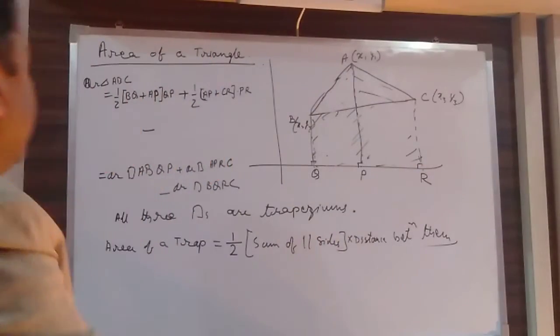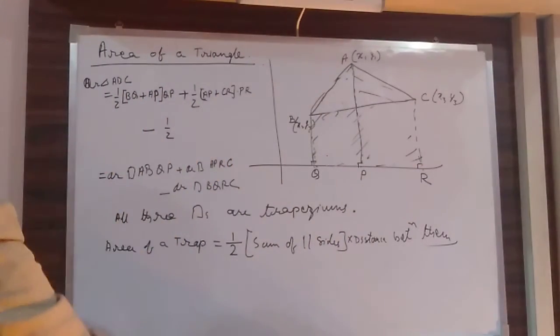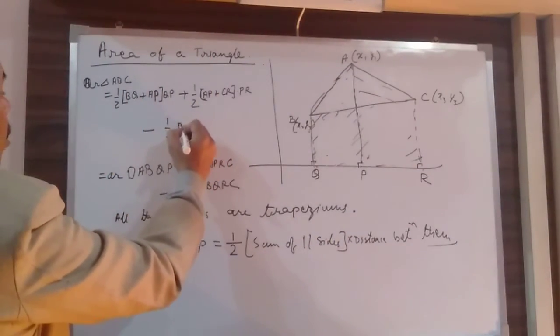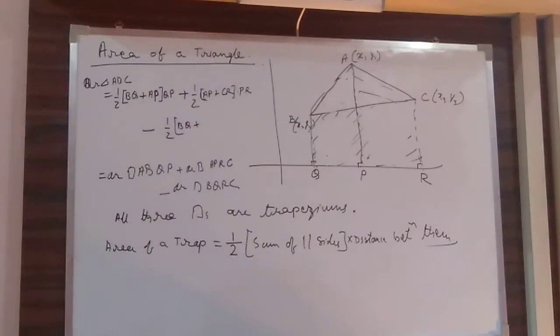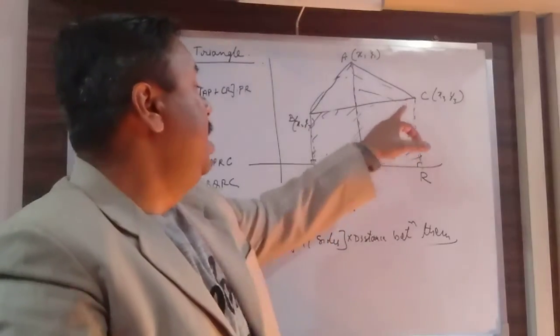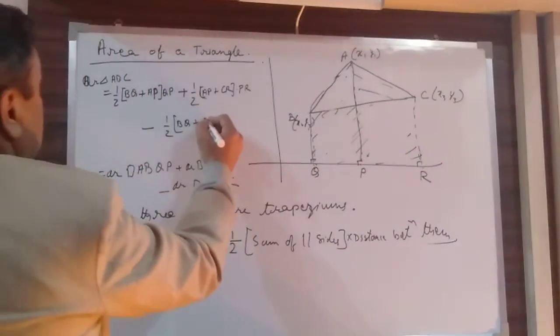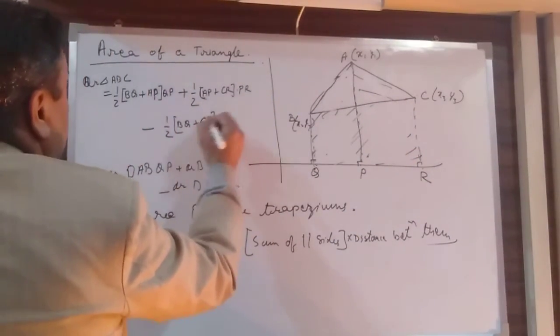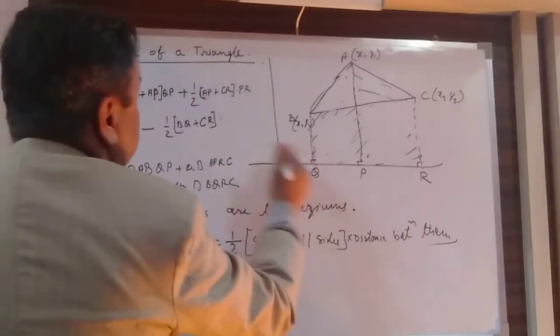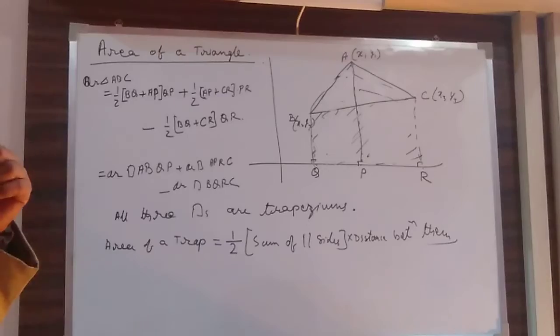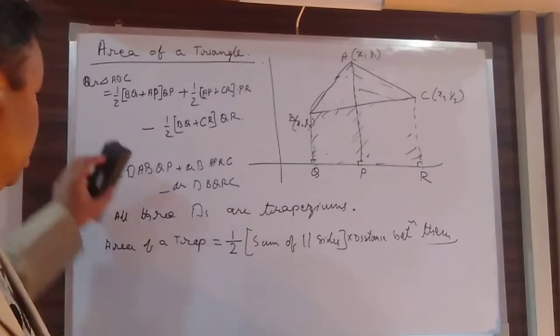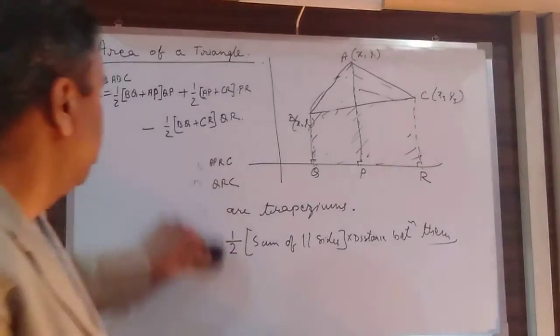BQRC, that is half of BQ plus CR multiplied by the distance between them, QR. Okay, now I don't think this is needed, so I can rub it out so that I can proceed further.